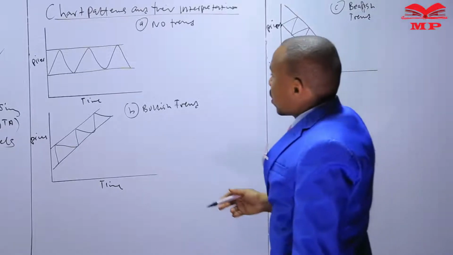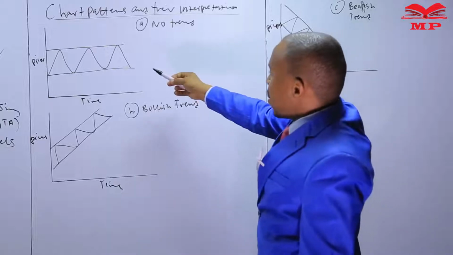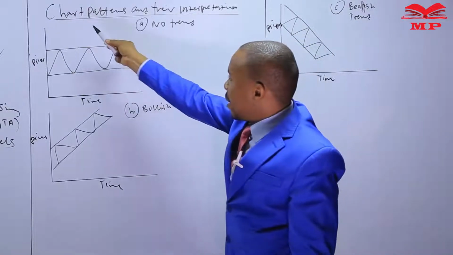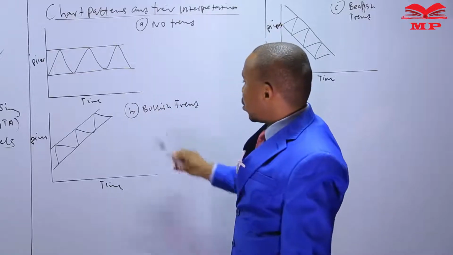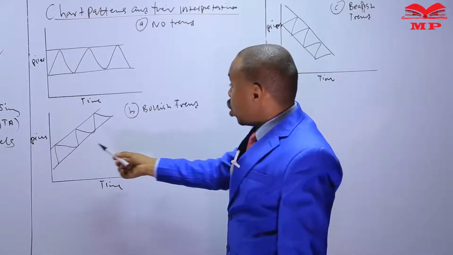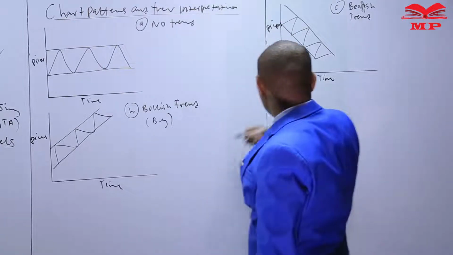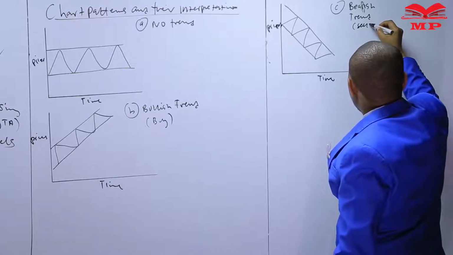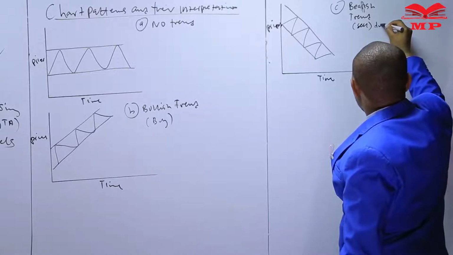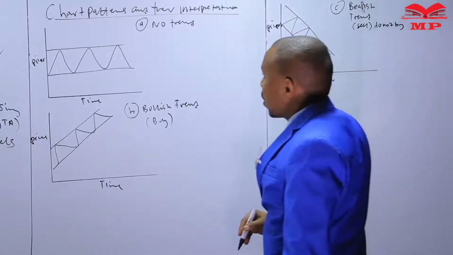Now, once we've looked at those trends like that, we cannot be able to interpret. Remember, it is chart patterns and interpretation. So here we cannot be able to have any interpretation. The interpretation here is a bullish trend, so we should be able to buy. Right over here, buy is the interpretation. Over here, sell, sell or do not buy. Do not buy is the interpretation right there.